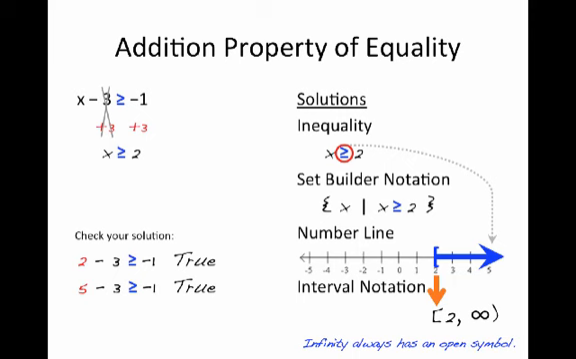What if we pick a value from the side of the number line that's not shaded? Let's pick 0. 0 minus 3, that's negative 3, is greater than or equal to negative 1? That's false. Negative 3 is less than negative 1, so that makes a false statement, and notice it's not shaded on the number line.